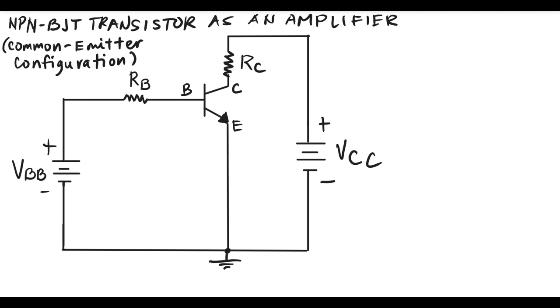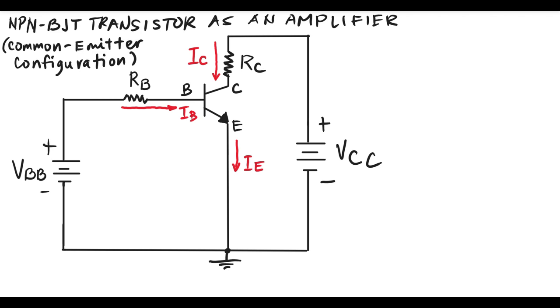Now, just to be clear, we have a current that will be going towards the transistor, and we will call this IB. And we have another current going to the transistor, which we will call IC, and a current coming out from the transistor, which is called IE.